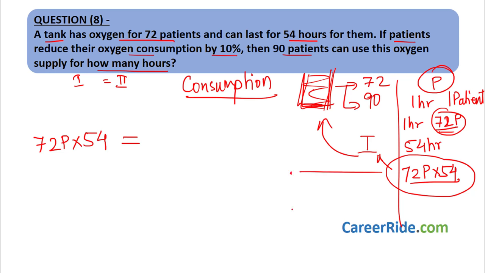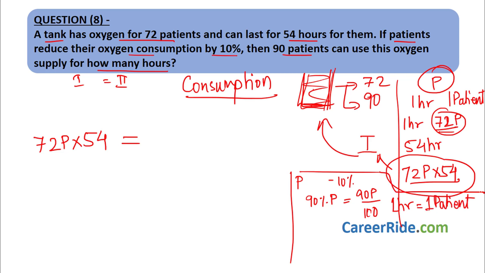What is the next case? If the patients reduce their oxygen consumption by 10%. Initially they were taking in P, minus 10% now they will take 100 minus 10, that is 90% of P. The amount of oxygen taken in by one patient would be 90% of P, that is nothing but 90 P upon 100. So in the second case, one patient in 1 hour will take 90 P upon 100 amount of oxygen.